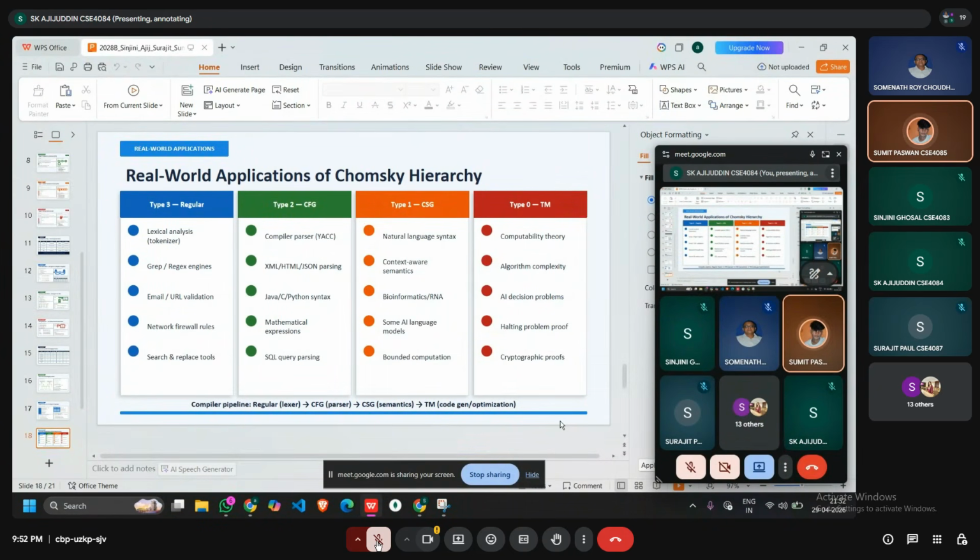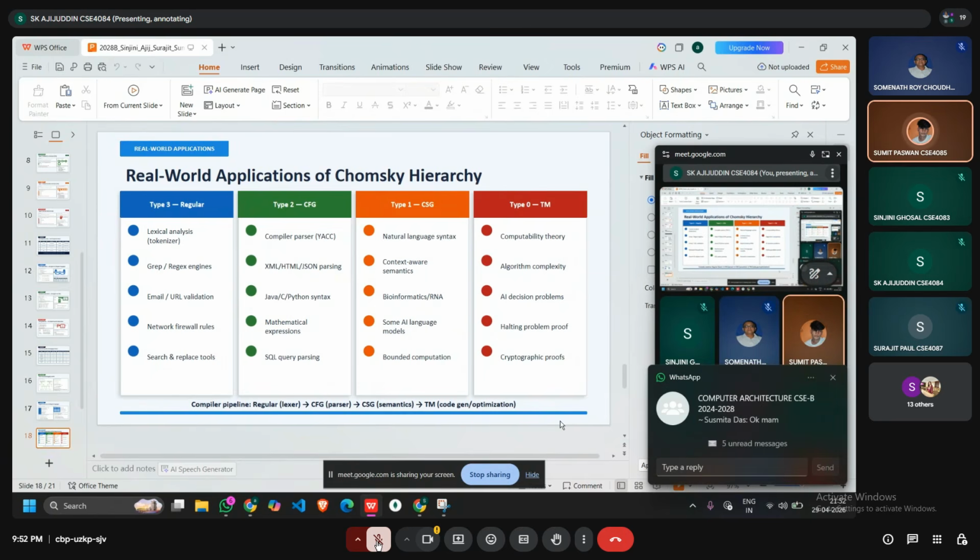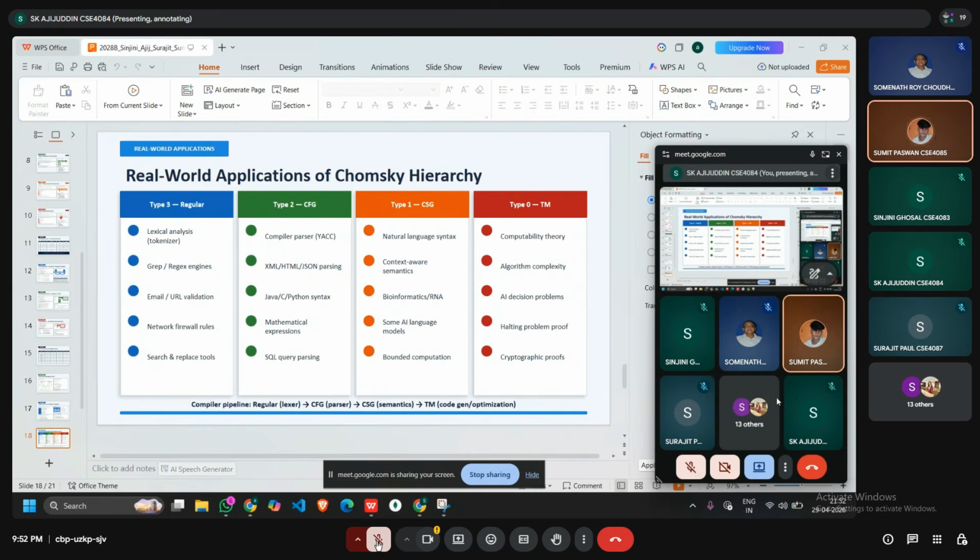For type 1, natural language syntax, context-aware semantics, third one is bioinformatics or RNA, fourth one is some AI language models, and last one is bounded computation. And for type 0, computability theory, then algorithm complexity, then AI decision problems. Fourth one is halting problem proof. And last one is cryptographic proofs.